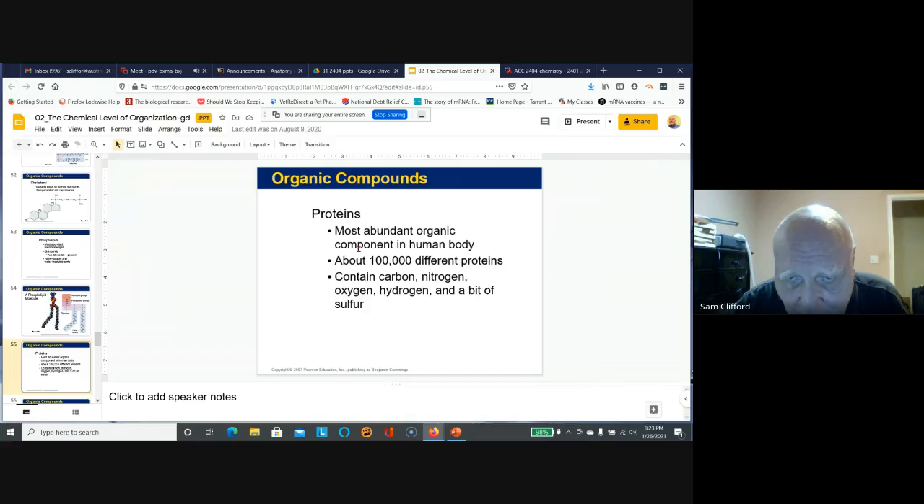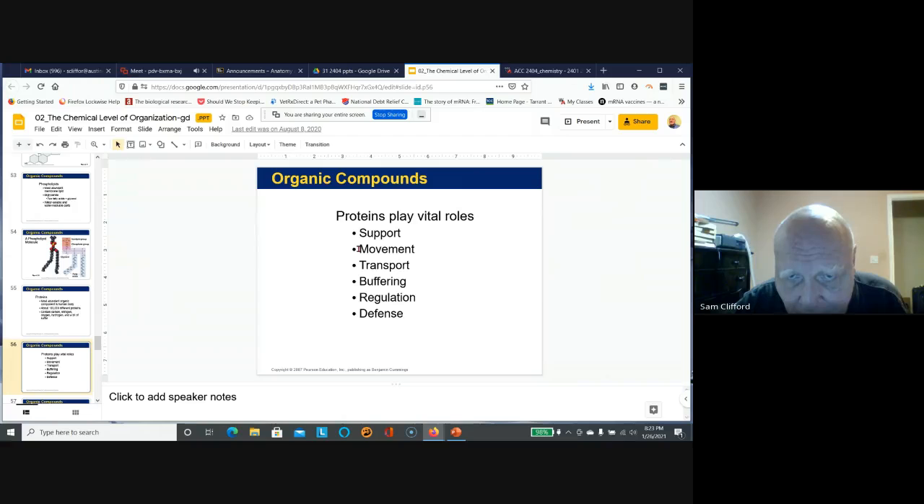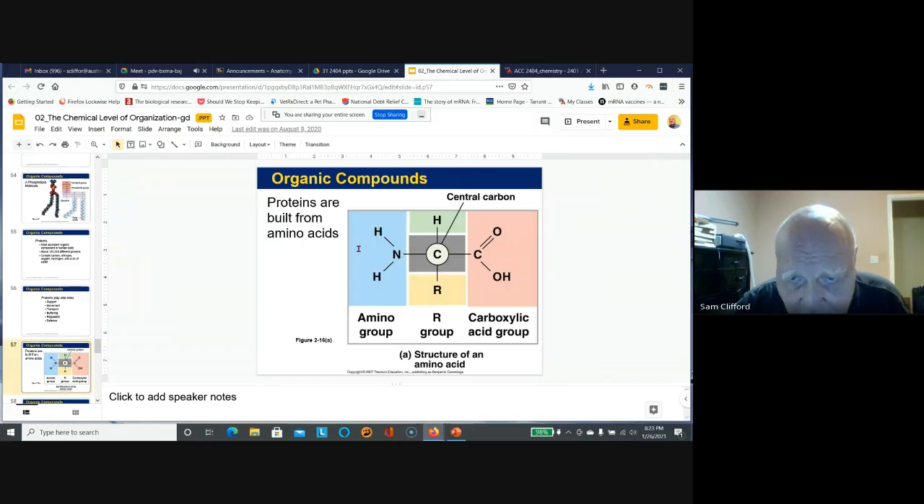Proteins contain carbon, hydrogen, oxygen, and some sulfur. Read through this. Here's the amino acid. So the amino acids I show on screen have a carboxyl group, and they have an amino group and a central carbon, and they have a wild card that is an R group.